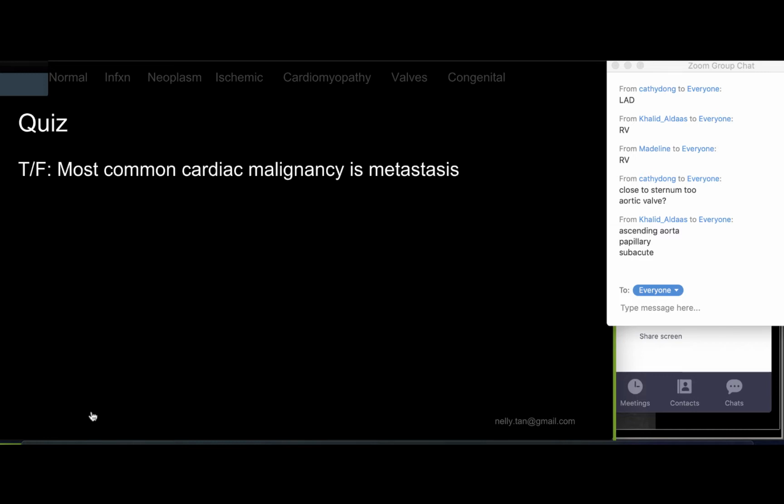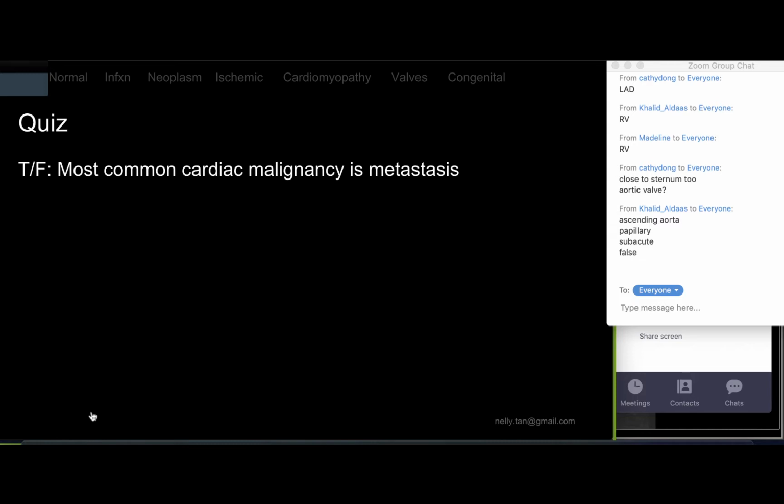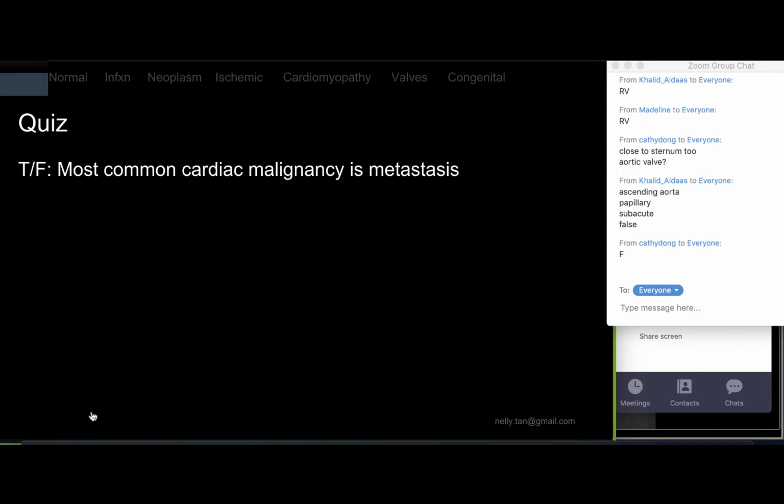Good. Good. What is the most common cardiac malignancy? Oh, true or false? Most common cardiac malignancy is metastases. True or false? False. Good. Oh, okay, we'll get to that actually. What is the most common cause of myocarditis?